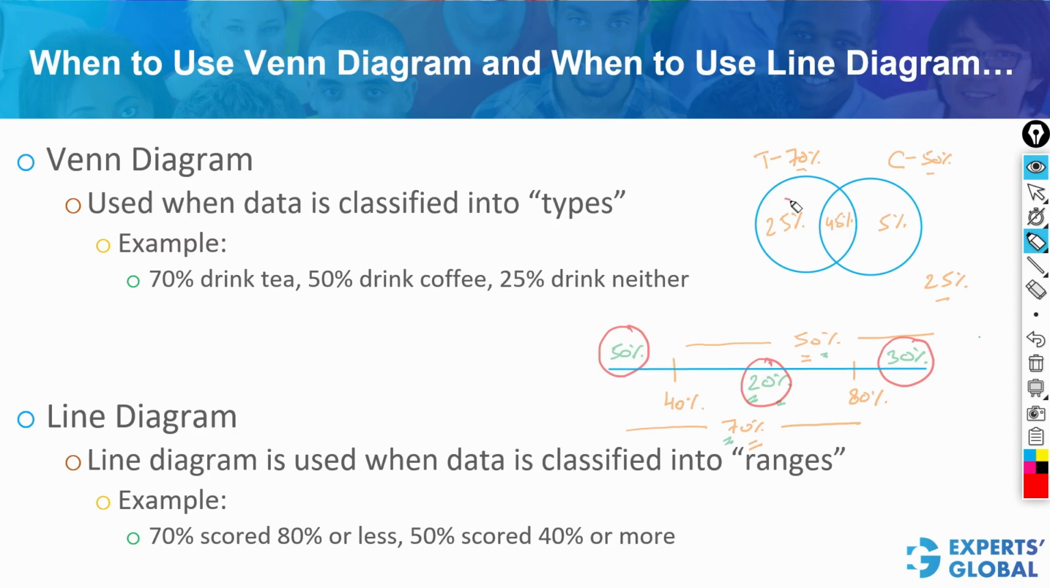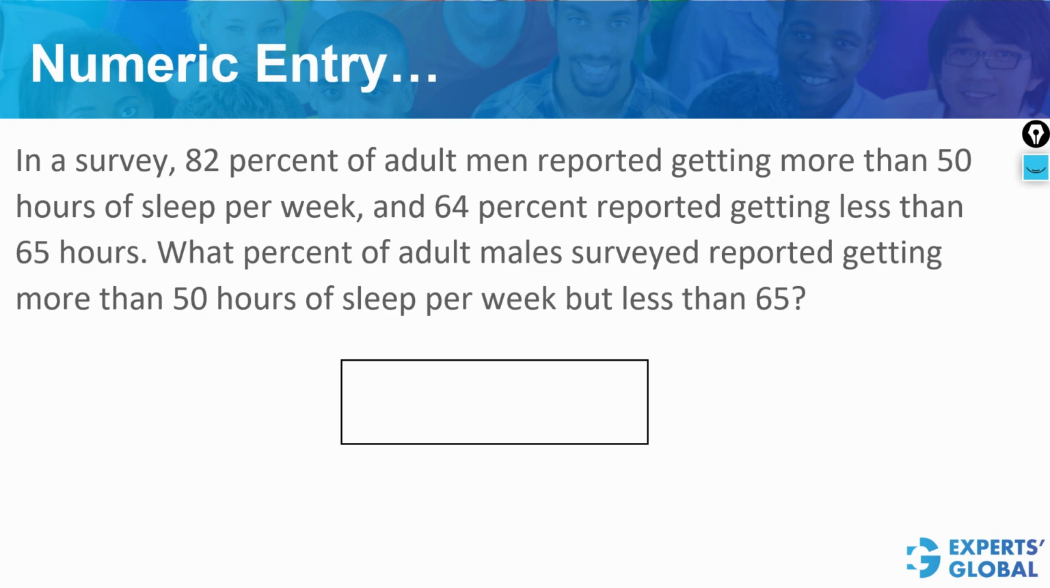Similarly, the sum of different parts of the Venn diagram is also 100%. Please pause the video and solve this question.